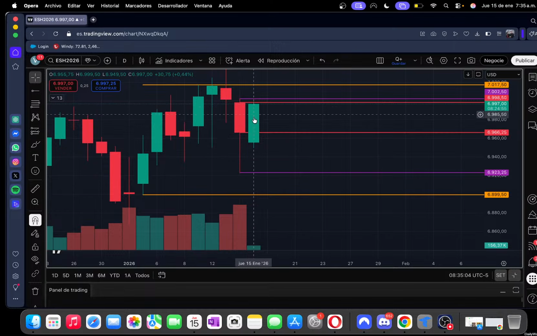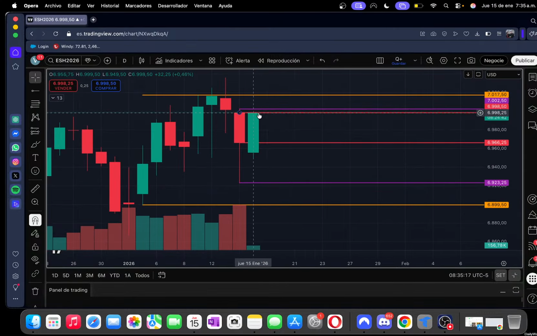Maybe again, same like NQ, probably they're gonna be completing this guy here, coming up, complete, and then rejection, come down to finish this part. Or if they decide to break it, you should be waiting for a reaction here at the top of the weekly box, which is 7.017.